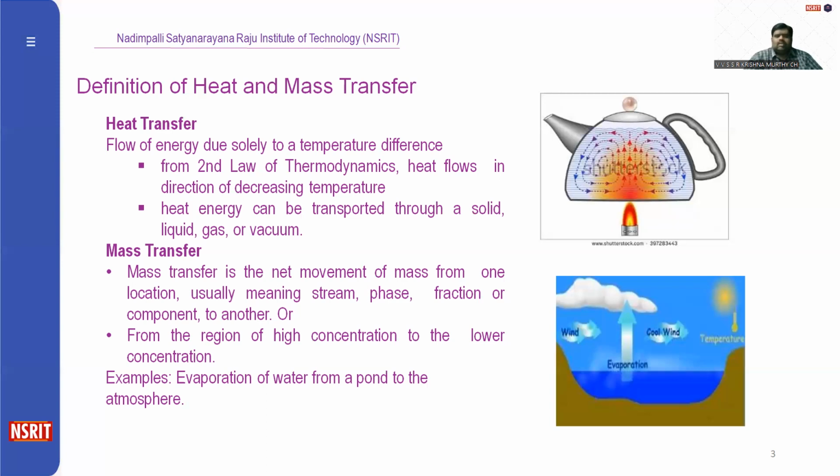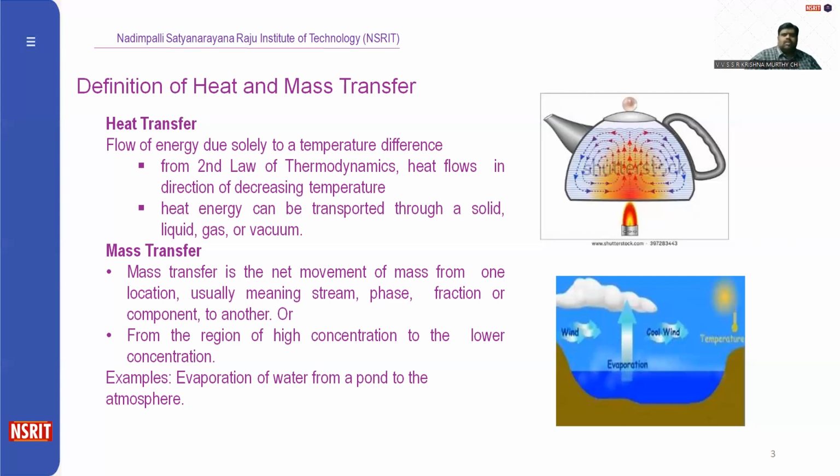Now let us discuss the heat and mass transfer definitions. Heat transfer is nothing but the flow of energy caused by temperature differences. This is entirely based upon the second law of thermodynamics, where heat flows in the direction of decreasing temperature. This transfer of heat can take place in a solid, a liquid, or in a vacuum also. We shall discuss further in the next session.